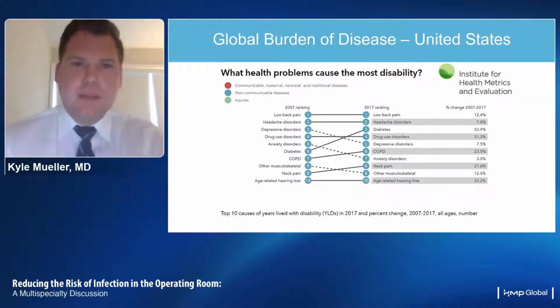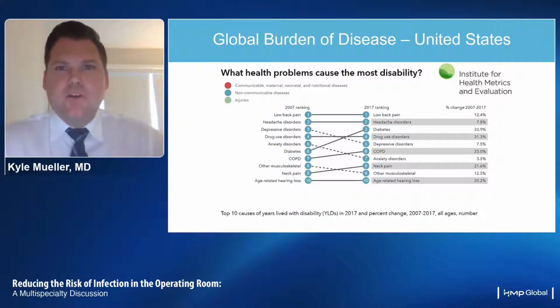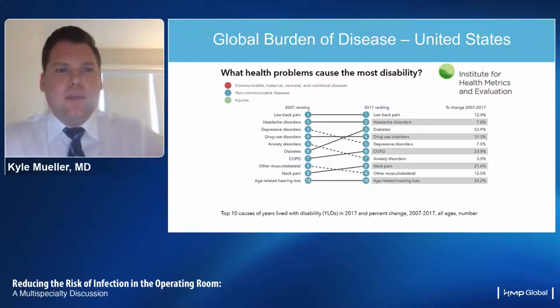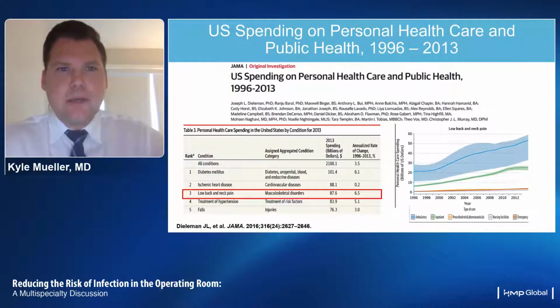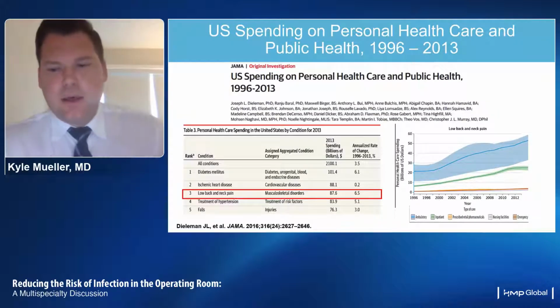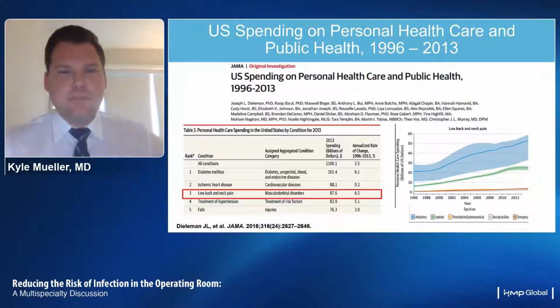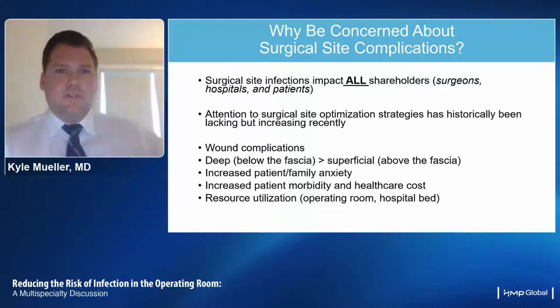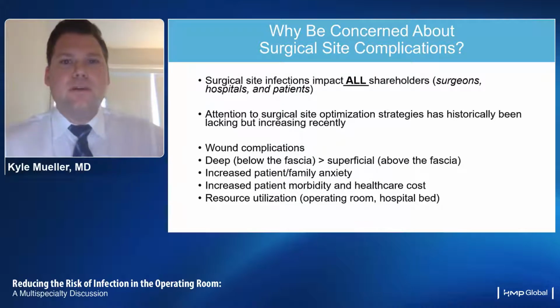Back pain and neck pain is obviously a major source of disability in the United States. It's very common. And the US spends a drastic amount of money on this. And even though a small fraction of these patients will undergo surgery, that still ultimately becomes a big source of healthcare utilization. And many of these patients fortunately do well, but there's still the risk of developing a surgical site infection.